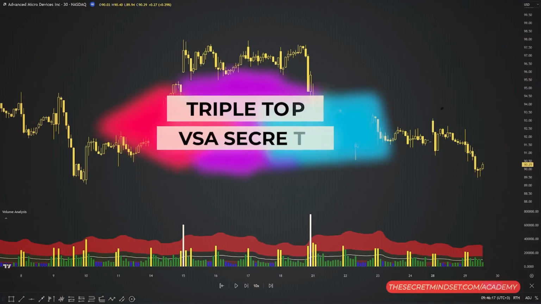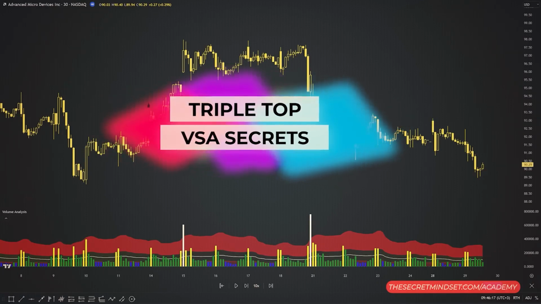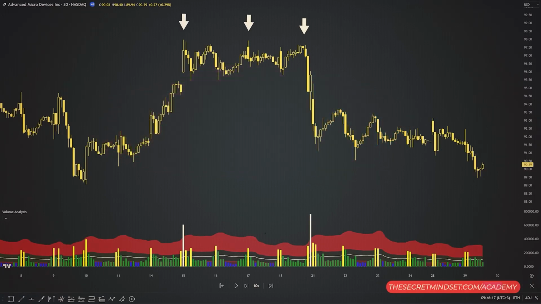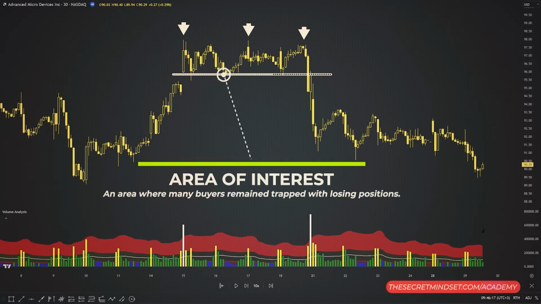This also works if it's not a head and shoulders. Maybe you have a triple top, which includes a liquidity run. The neckline is the focal point if you wish to use this pattern to your advantage. This is the area where many buyers remain trapped with losing positions.